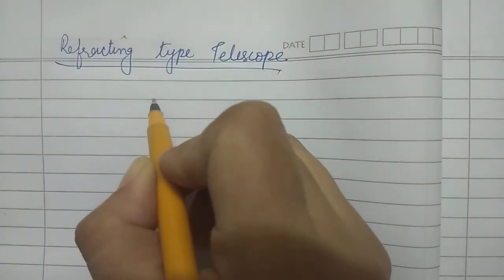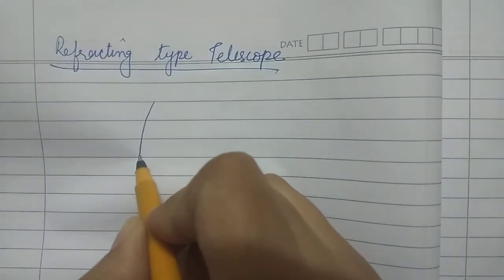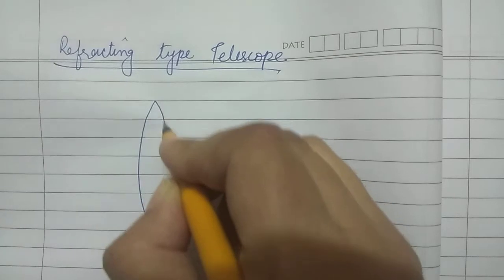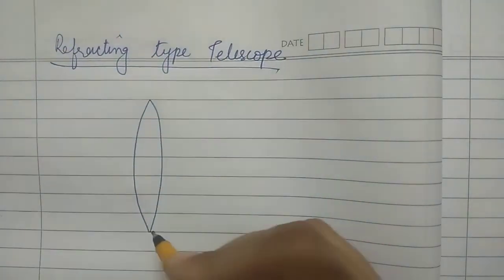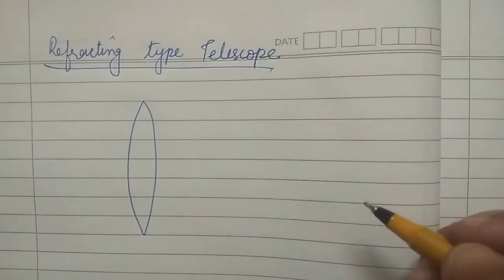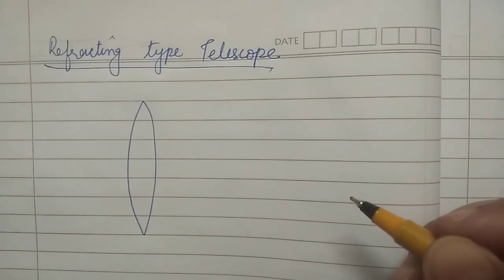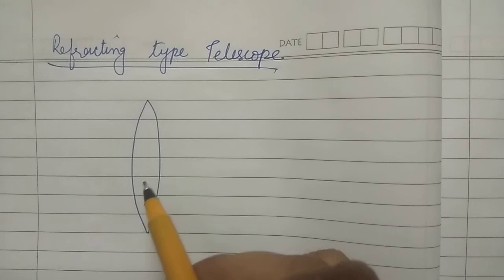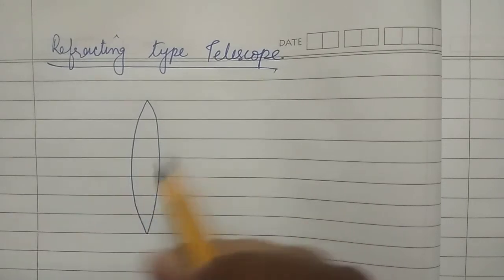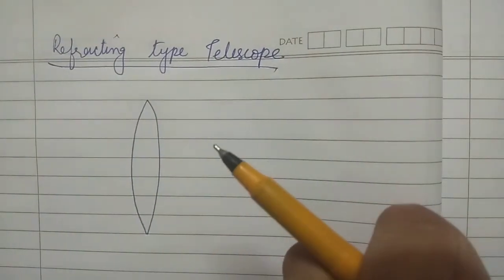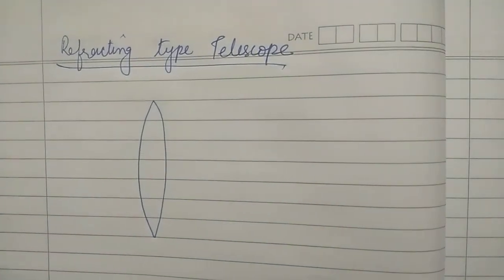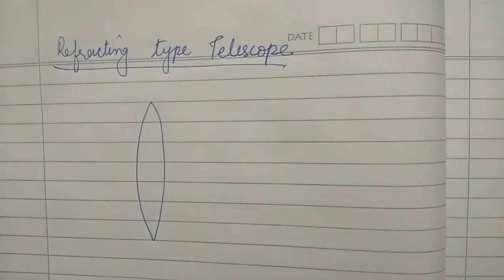One is the objective lens, which is towards the object. In the last case, in the microscope, the objective was of smaller focal length and the eyepiece was of larger focal length. But here the objective would be of larger focal length and larger aperture, so that the maximum light is gathered by it. And again we are using the same technique to make this diagram.